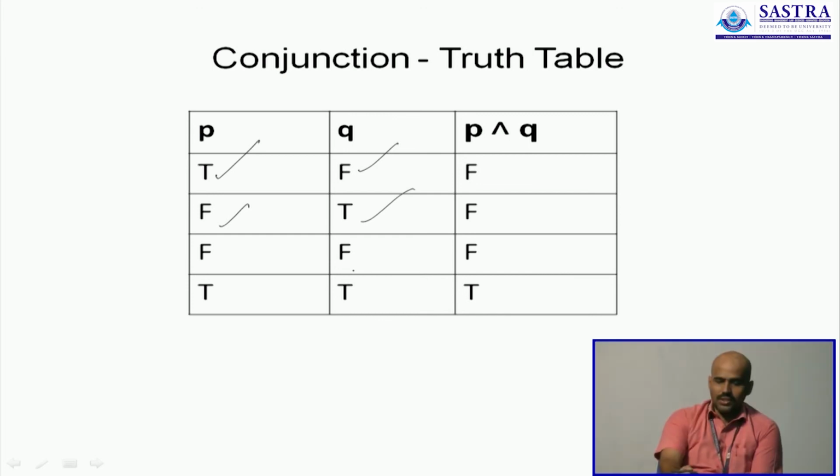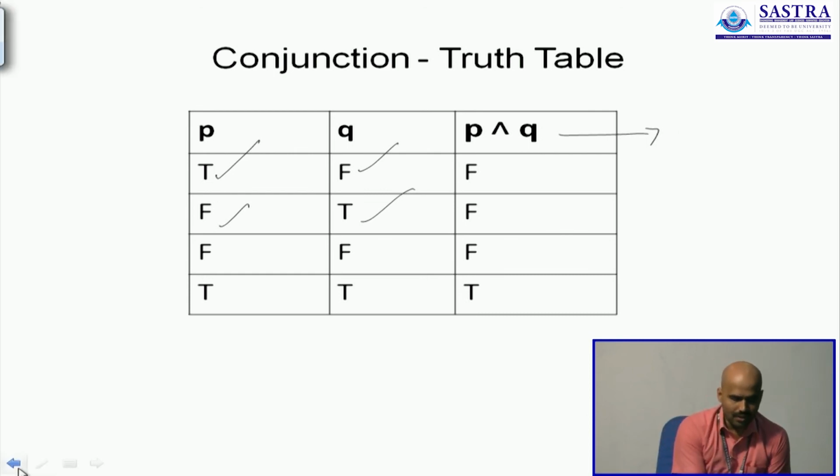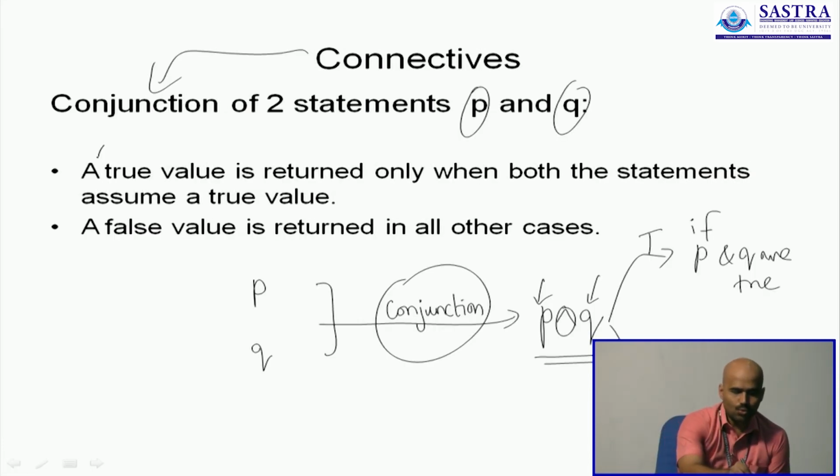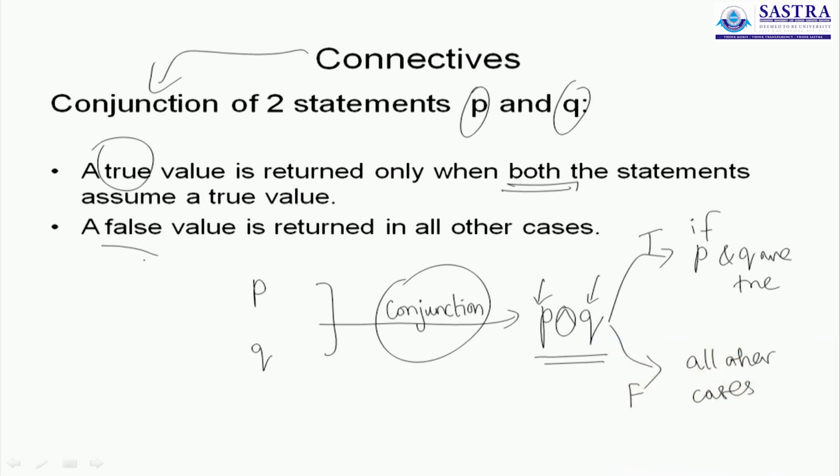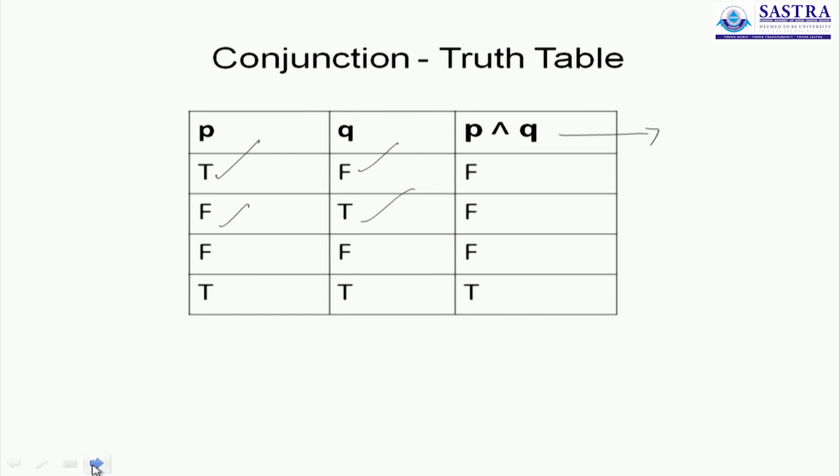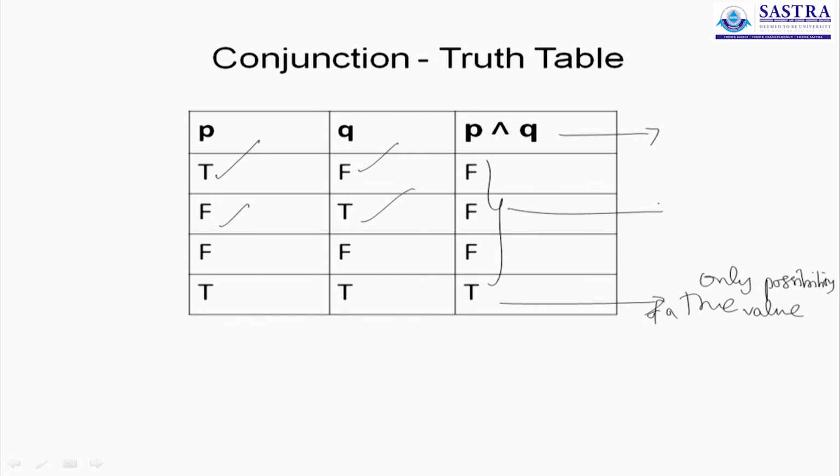Now in each case we will have a look at the truth value of the conjunction of P and Q, the connective between P and Q. In the definition that we saw in the previous slide, a true value is returned only when both of them assume a true value. It's false in all other cases. So if P is true and Q is true, it is true only here. Only possibility of a true value, and it is false in all other cases.